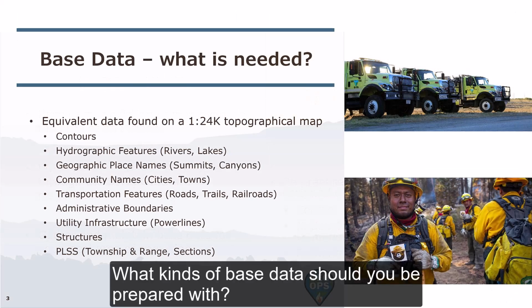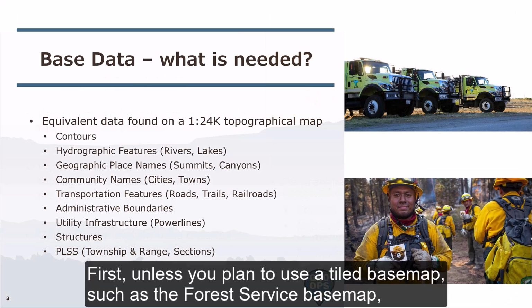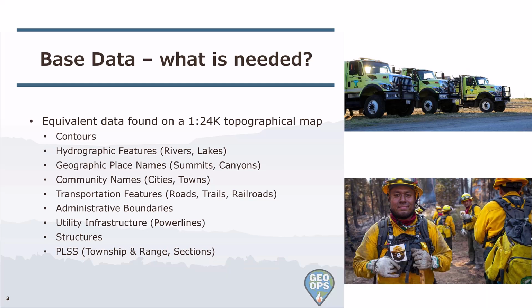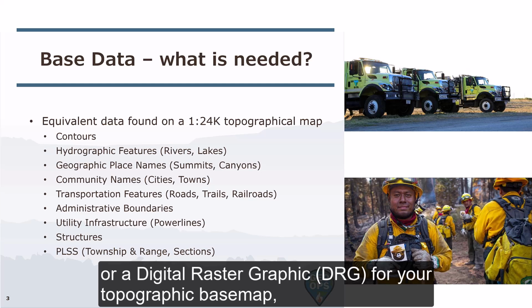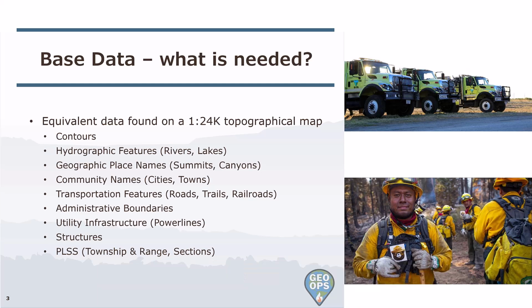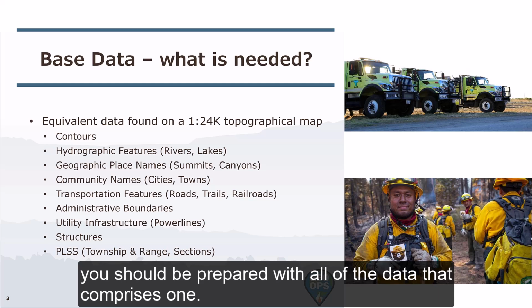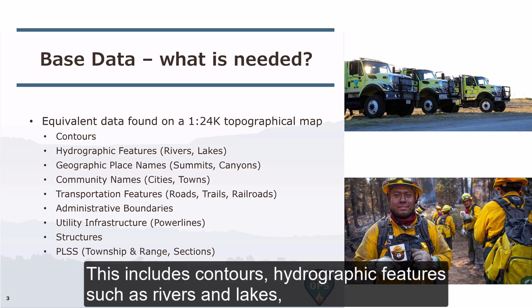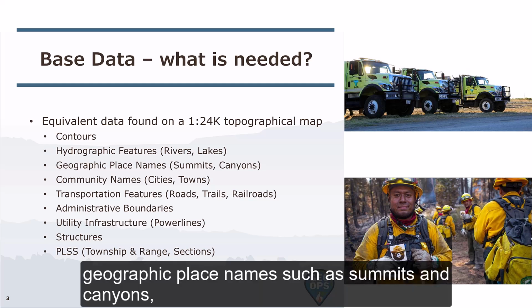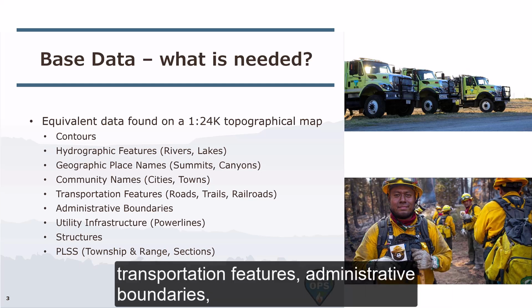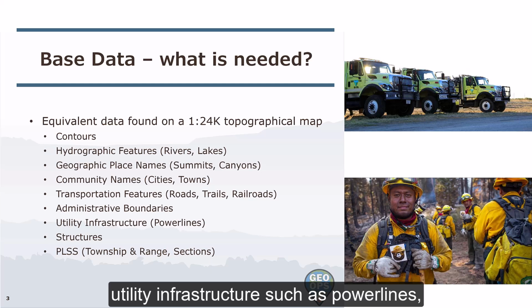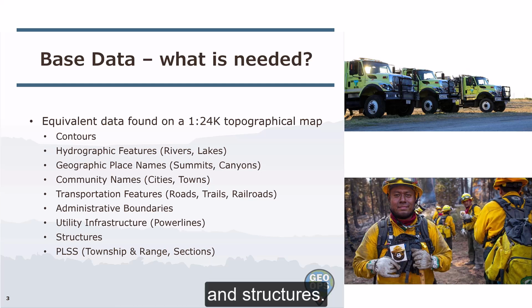What kinds of base data should you be prepared with? First, unless you plan to use a tiled base map such as the Forest Service base map, or a digital raster graphic, or DRG, for your topographic base map, you should be prepared with all of the data that comprises one. This includes contours, hydrographic features such as rivers and lakes, geographic place names such as summits and canyons, community names, transportation features, administrative boundaries, utility infrastructure such as power lines, and structures.